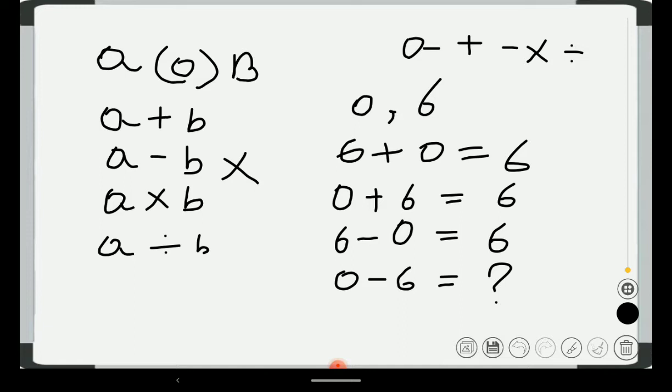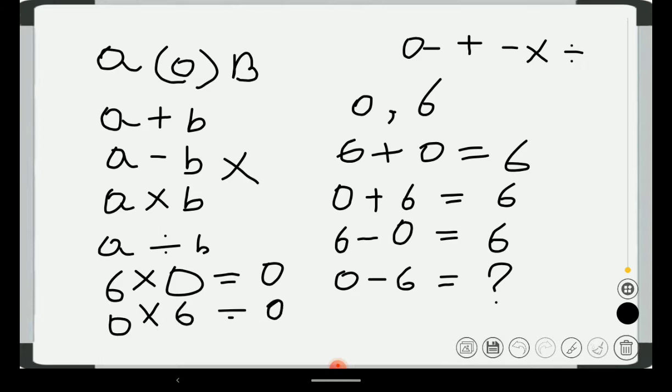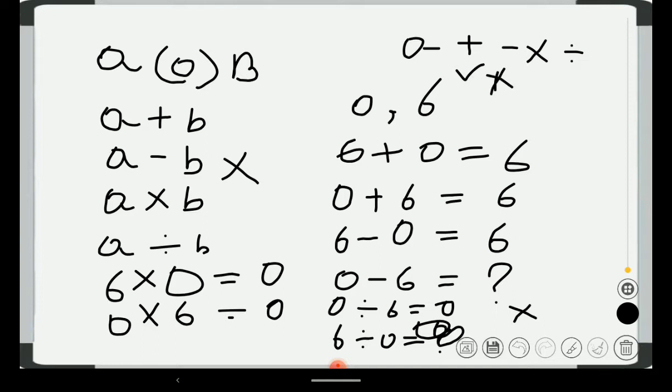A into B: 6 into 0 gives 0, and 0 into 6 gives 0. As 0 is a whole number, it falls in the whole number group, so it is closed. Now divide. 0 by 6 is 0, and 6 by 0 is undefined, that is infinity. I will explain that later. So division is not closed. Addition is closed, subtraction is not closed, multiplication is closed, and division is not closed.